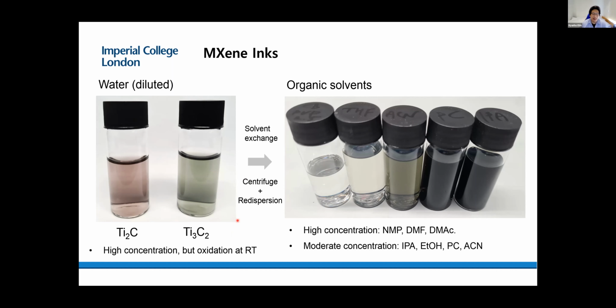But once MXene is dispersed in organic solvent, it is free of oxidation and also free of aggregation. So in long-term use, the organic solvent can be a better way to store or use the MXene. We found that NMP, DMF and DMAC can have a high concentration of MXene, while the alcohols or propylene carbonate and acetonitrile can allow a moderate concentration of MXene.